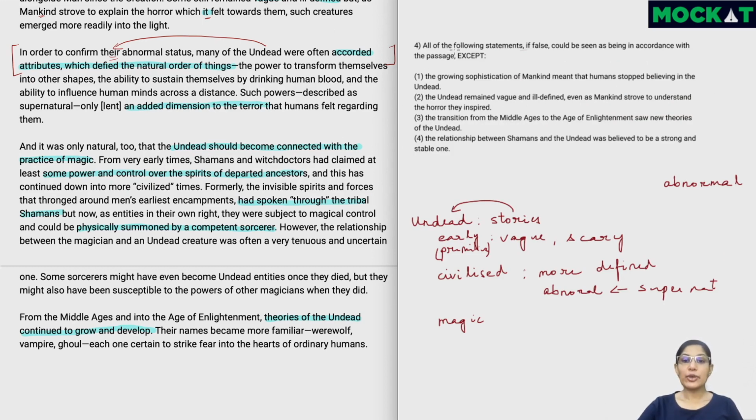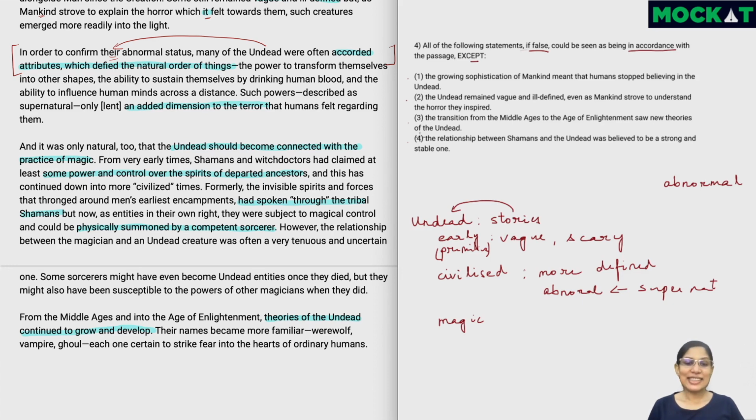Now we come to the fourth question, which is a little bit tricky, but I'll give you a shortcut for it. All of the following statements, if false, could be seen as being in accordance with the passage, or in line with the passage, except. That means if we take all of these statements and convert them into false, then one of them is not going to be in line with the passage.